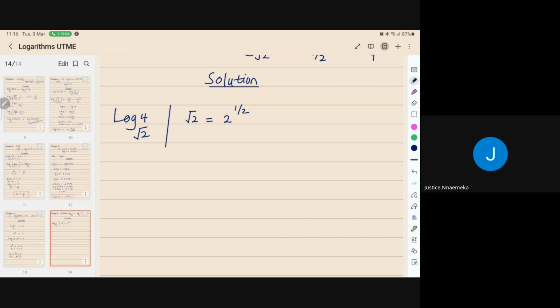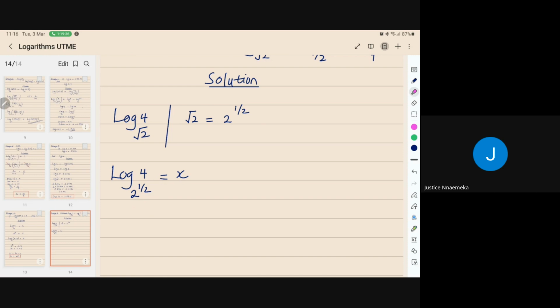The first term is trying to say that I have something like log of 4 to the base 2 to the power of 1 over 2, which is equal to x. I'm trying to check which number I will raise 2 to the power of 1 over 2 to the power of x to give us 4. Is that what it means? What number will I raise to the power of 1 over 2 to have 4? Good. I'm glad you are following me.